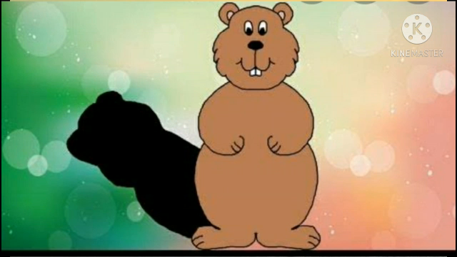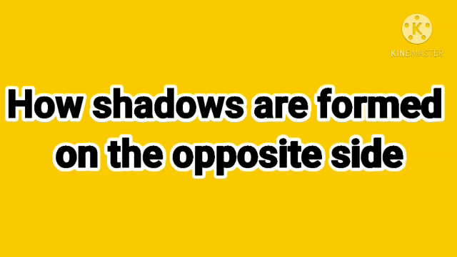Suppose the sun is on your left side, the shadow will be on your right side. And suppose the sun is in front of us, our shadow is formed behind us. And if it is above us, our shadow will be below us. So students, hope you all have understood how shadows are formed on the opposite side of the object.